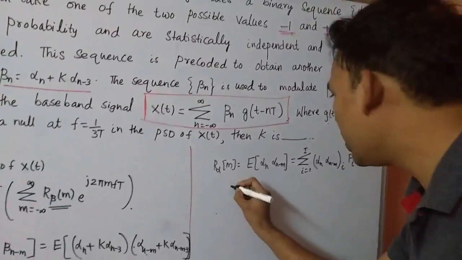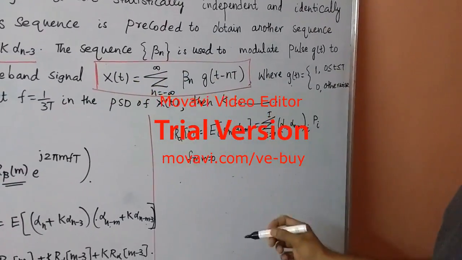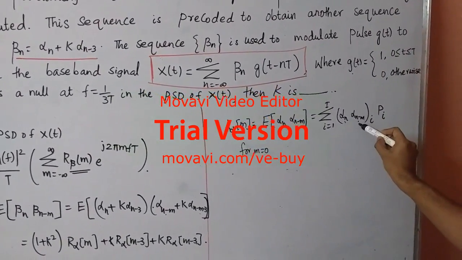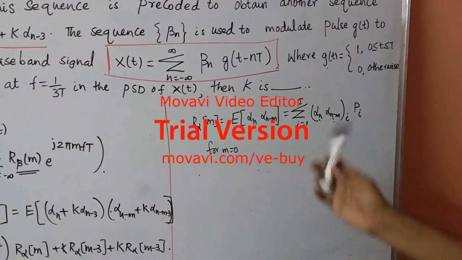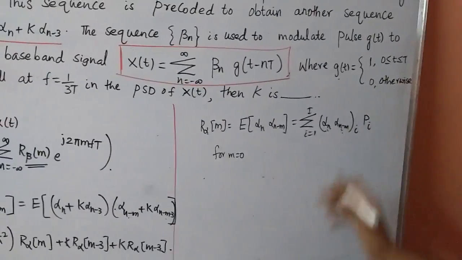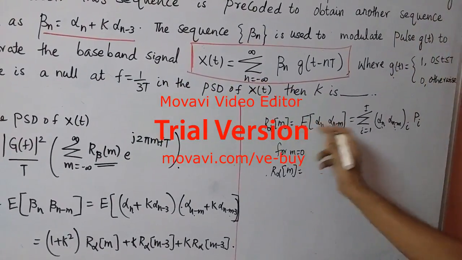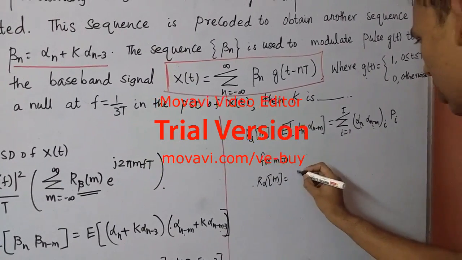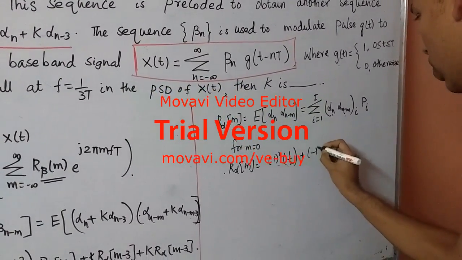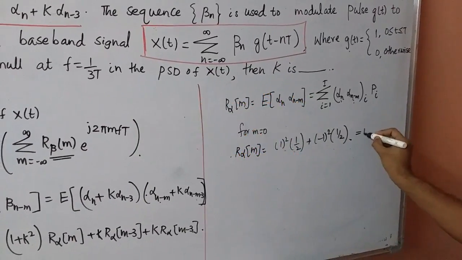Now for m equal to 0, there are two possible combinations. When m equal to 0, this is alpha n into alpha n, so if this is 1, this is also 1, and if this is minus 1, this is also minus 1. So there are two possible combinations, and each has a probability of 1 by 2. So r alpha of m is the expectation of alpha square, which is 1 whole square into 1 by 2 plus minus 1 whole square into 1 by 2. So this is equal to 1.